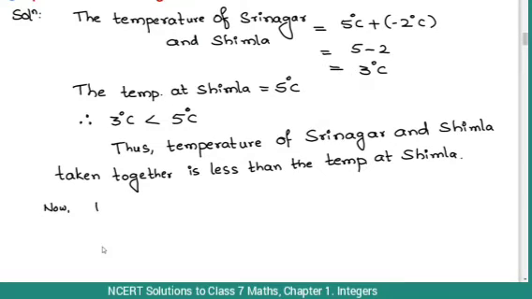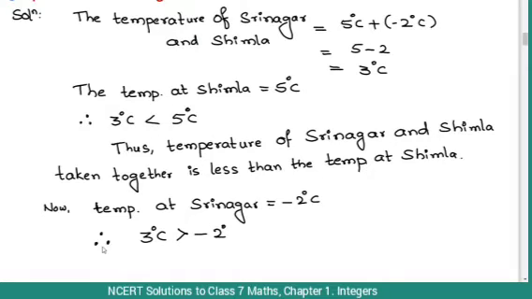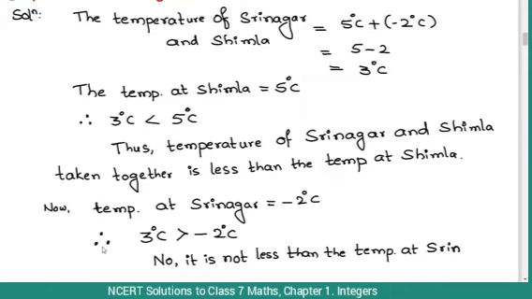Now, temperature at Srinagar is how much? Temperature at Srinagar is minus 2 degrees Celsius. Therefore, 3 degrees Celsius is greater than minus 2 degrees Celsius. No, it is not less than the temperature at Srinagar.